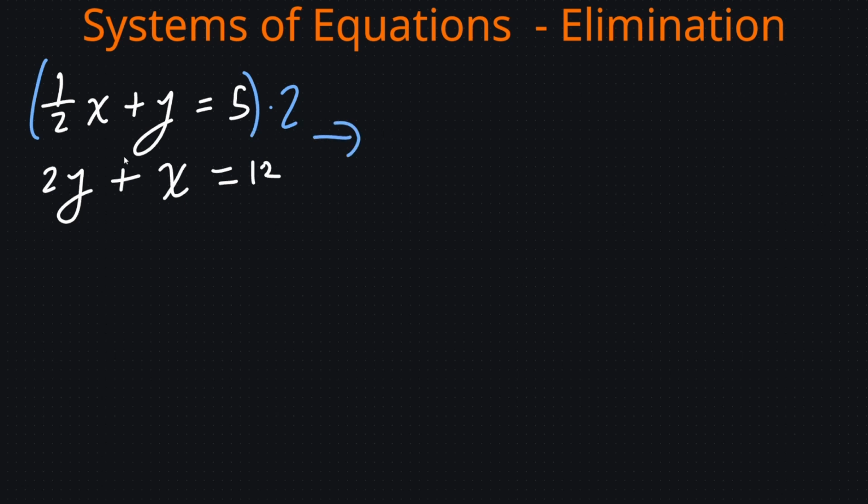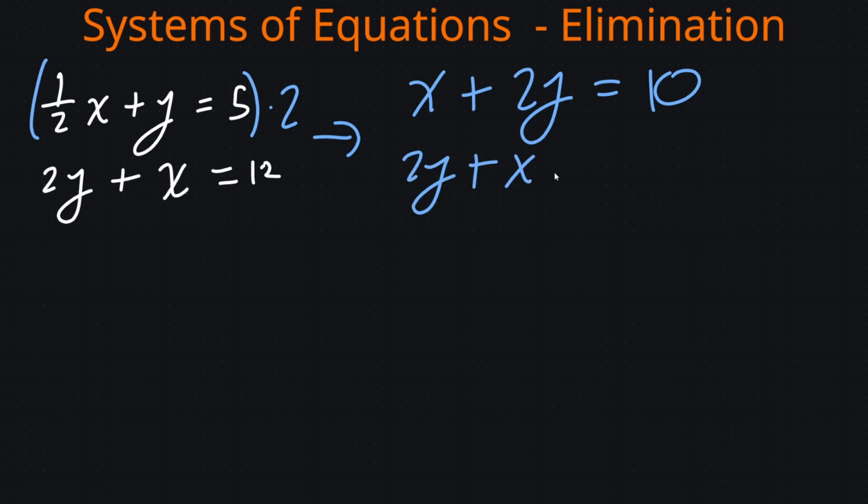Now again, this isn't really part of solving the system. This is just me making it look nicer so it's easier for me to mess with. This gives me 2 times 1/2 being 1, a singular x, plus 2 times y is equal to 10. Don't forget to multiply the 2 on that 5 as well on the other side of the equal sign. For the second equation, we get that 2y plus x is equal to 12. We didn't really change it. And now it actually worked out really nicely. The 2y and 2y look like they're going to cancel.